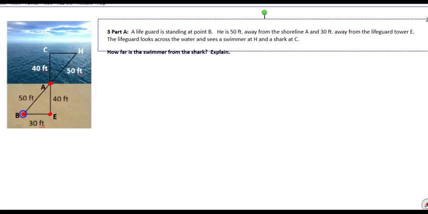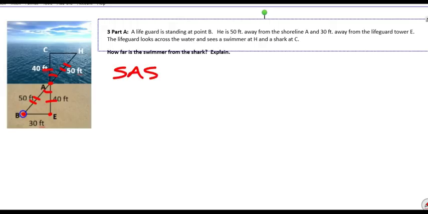A lifeguard looks across the water and sees a swimmer at H and a shark at C. So it says, how far is the swimmer from the shark? First of all, if you notice out here that we've got 40 is congruent with 40, and 50 is congruent with 50 here. So we know that these two triangles are congruent because of side, angle, side.